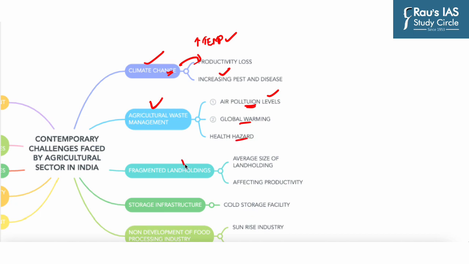Next challenge is fragmented land holding. Now, the average size of land holding in the country has come down to 1.08 hectare in 2015-16 from 2.28 hectare in 1970-71. And you should know that marginal and small holdings together constitute 86% of total holdings in India. So what will happen? Fragmented land occupancy structures make it almost impossible for farmers to viably invest in heavy infrastructure like drip irrigation, bulk inputs, etc., thus adversely affecting productivity.